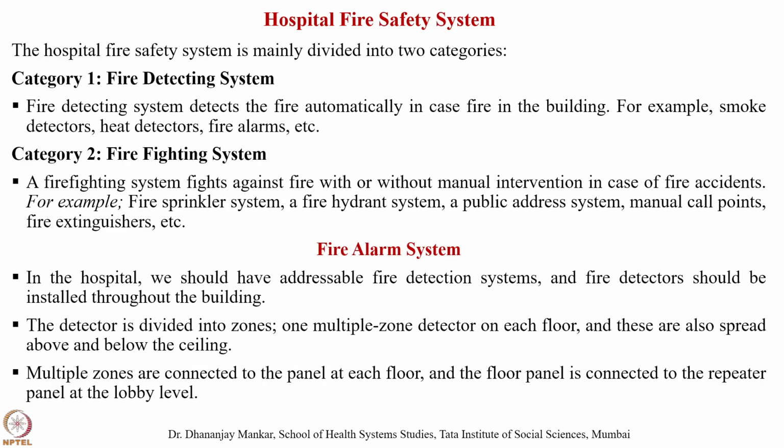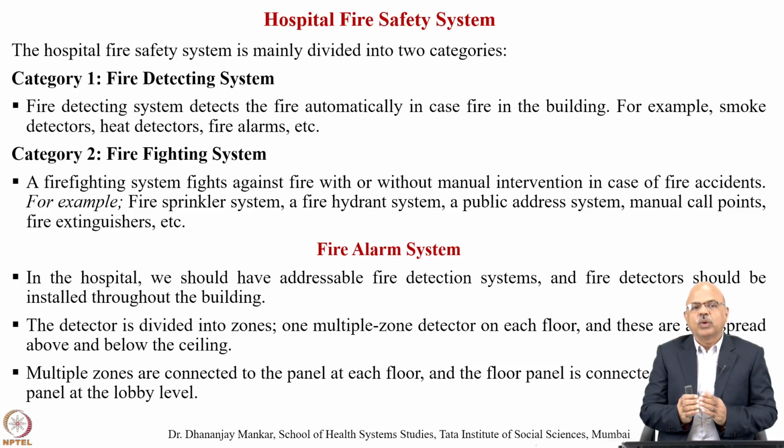With respect to the hospital fire safety system, the hospital should have a fire safety system mainly divided into two parts, that is category 1 and category 2: fire detecting system and fire fighting system.